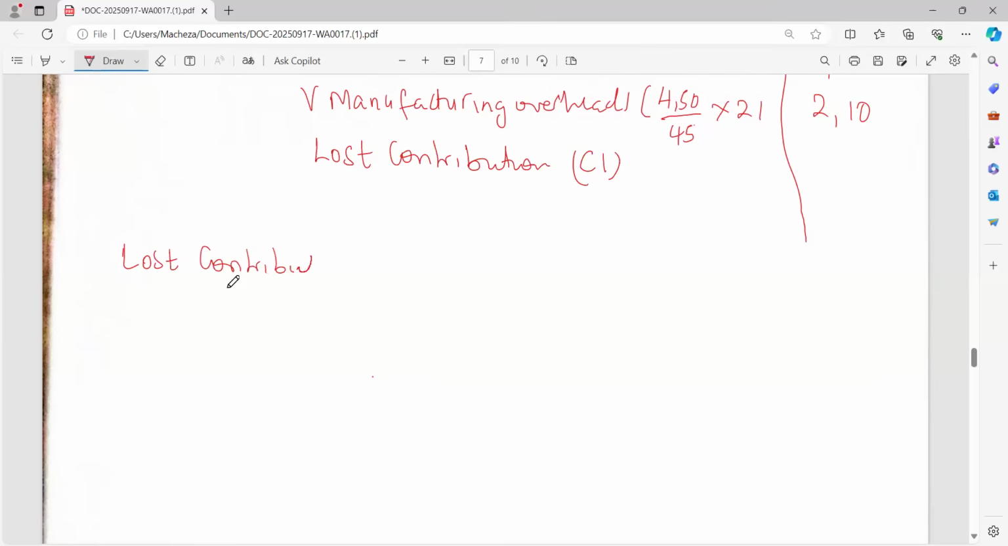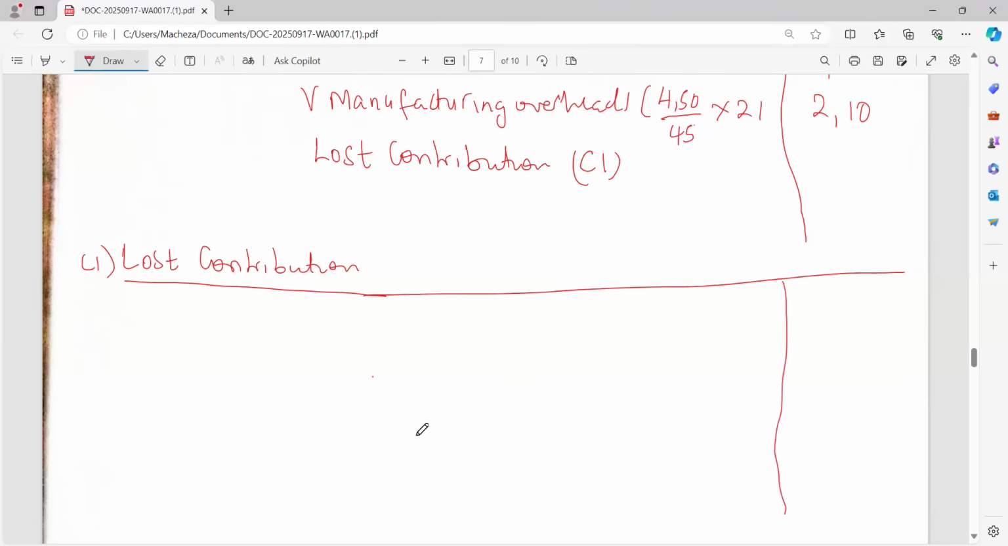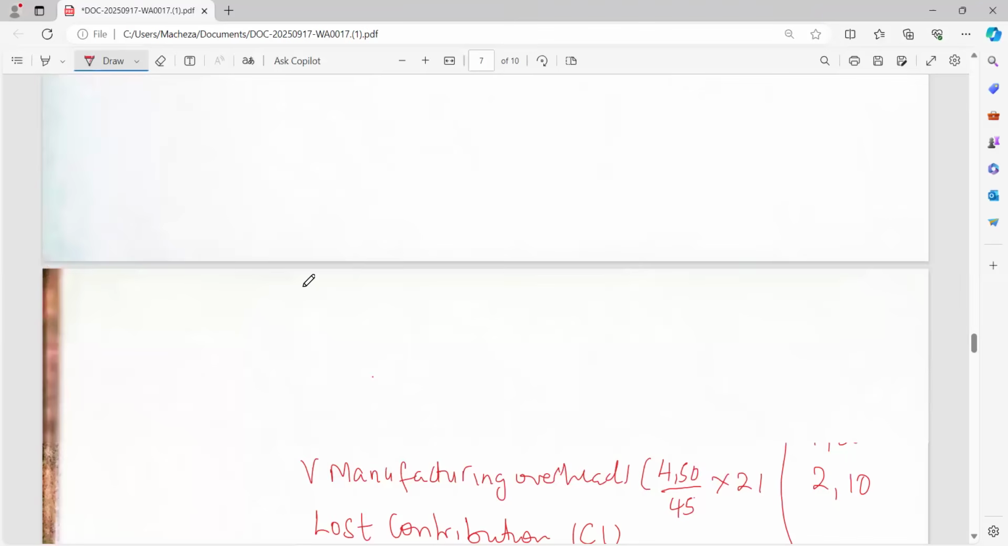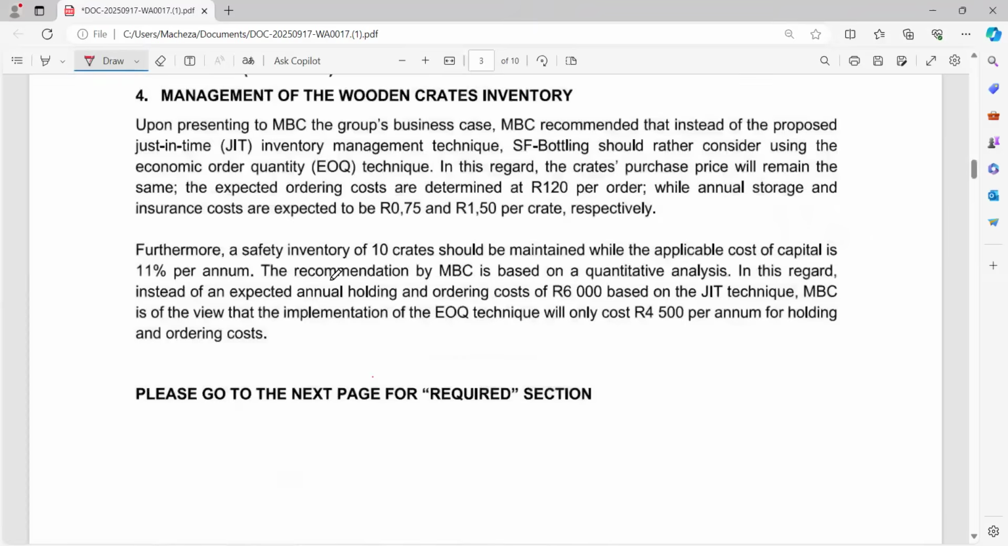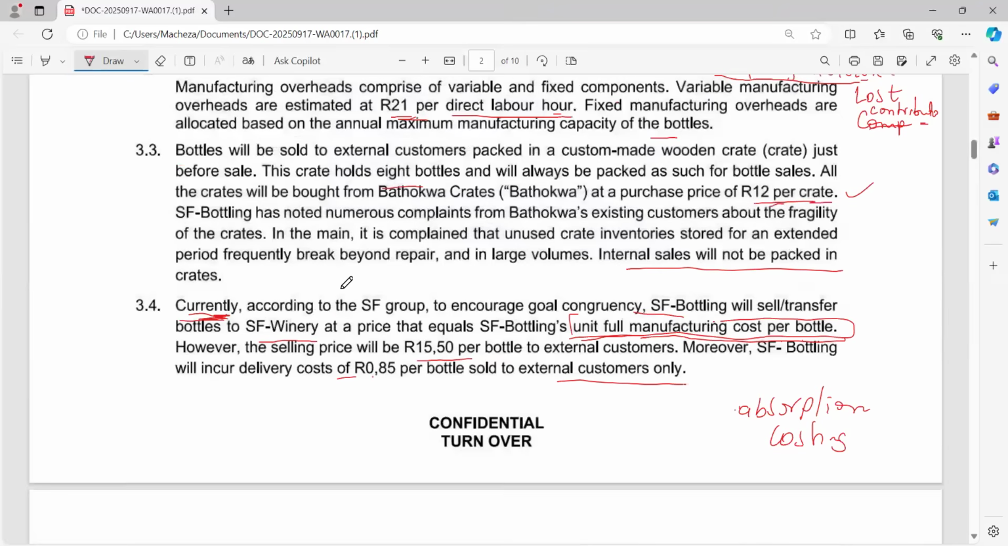Right, so in our lost contribution, how do we determine the lost contribution? The lost contribution is going to be the selling price minus all variable cost. Then we have our contribution. That's how we determine the lost contribution. So you look at the external market. What is the price to sell to the external market? For the variable cost, you take the incremental cost, but you should also take into account the price to the external market.